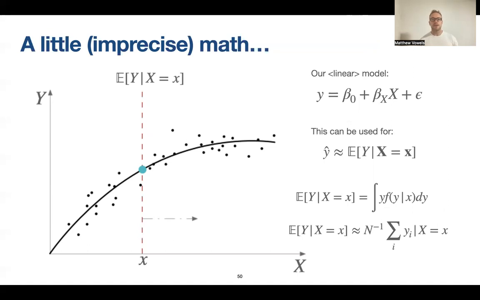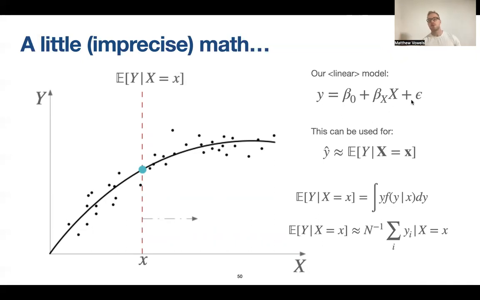I wanted to mention a little bit of imprecise mathematics here. I don't expect people to be familiar with all of this, but it is very useful. When we have a linear model, say y equals beta naught, the intercept term, plus beta x, this is the coefficient on x times the variable x, plus some noise, we're kind of arguing that this model is an efficient or an appropriate approximation to modeling the expectation of y given a particular value of x. And what I'm going to tend to use is this expectation notation because it's much more general than always writing out a linear model.